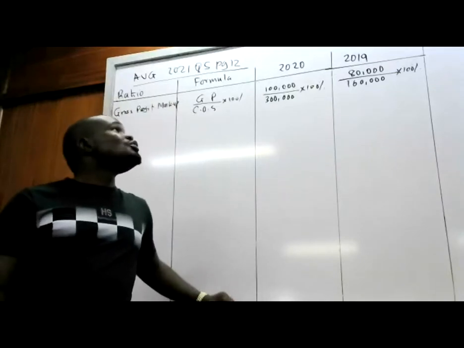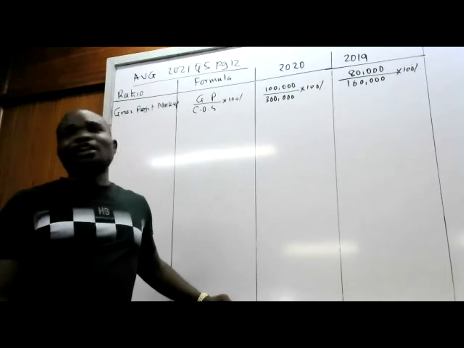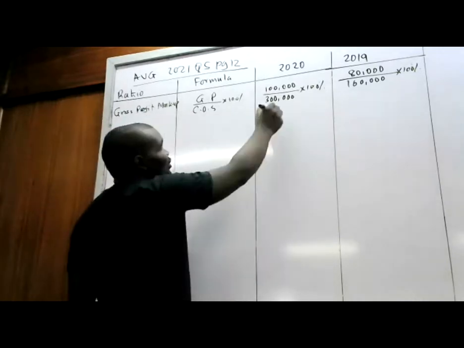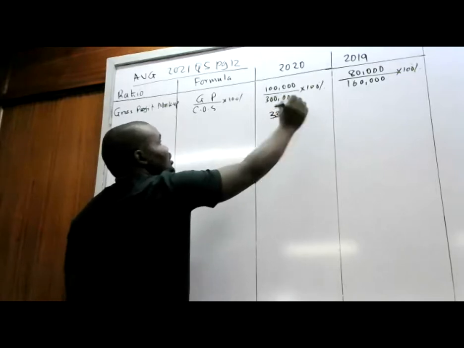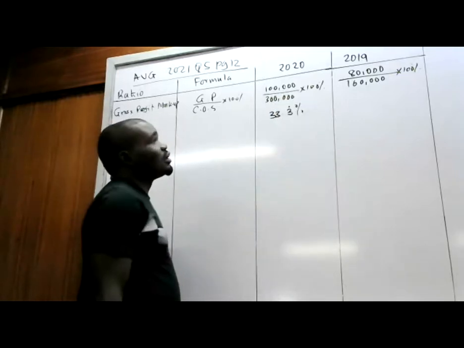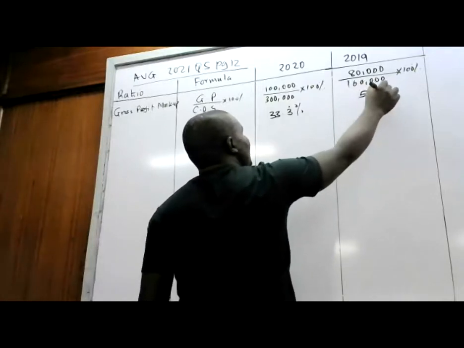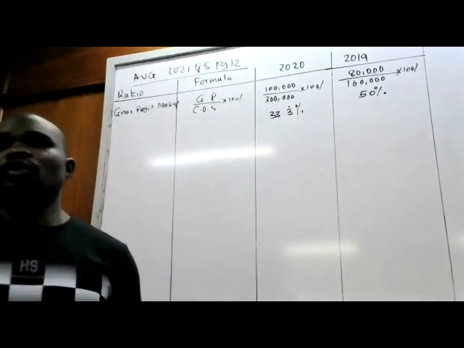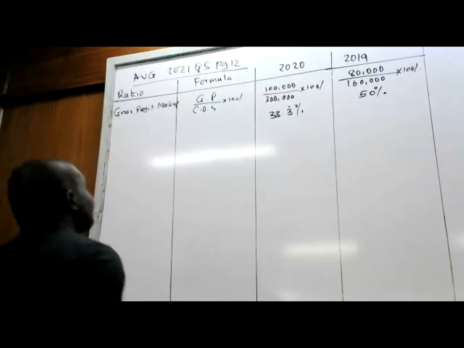Oh, very nice. This one goes with this one, and this one goes with this one. 33.3. So this is 33.3%. Even this one is easy. 50%. Imagine, once you understand that arrangement, even if I leave you there, you manage to know the formulas.